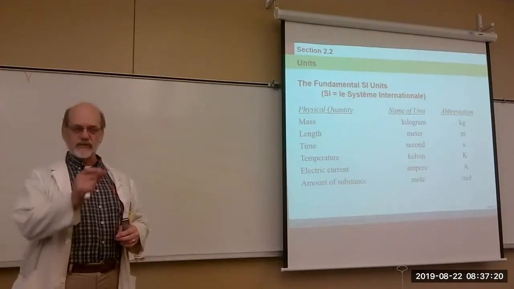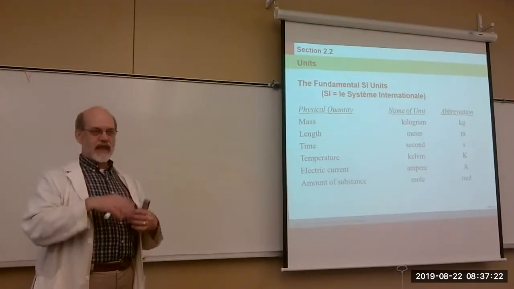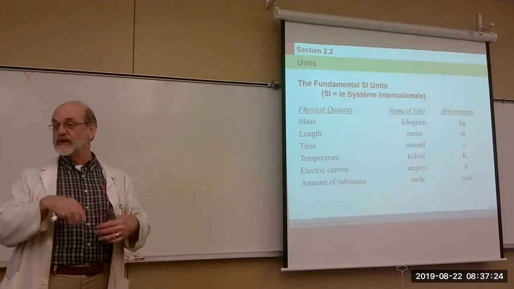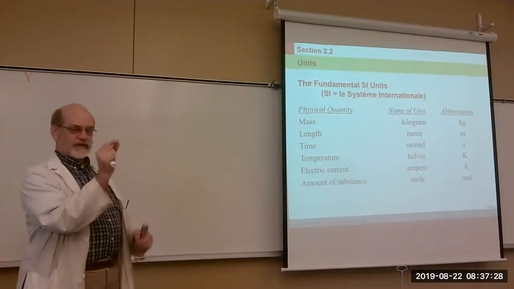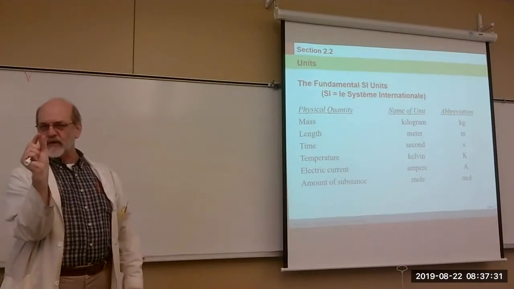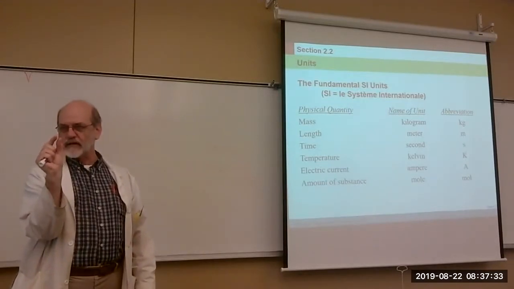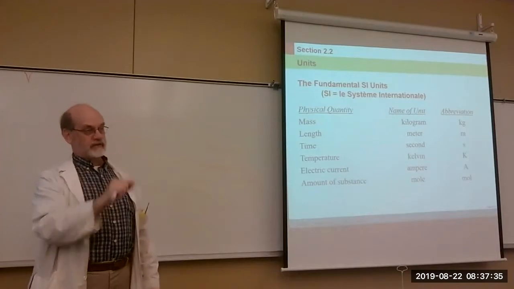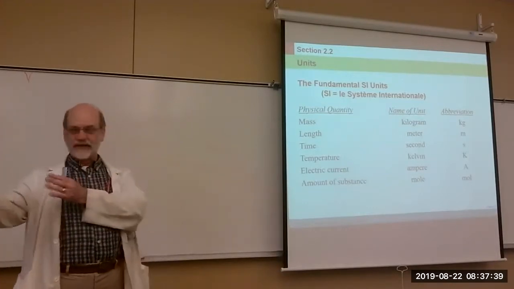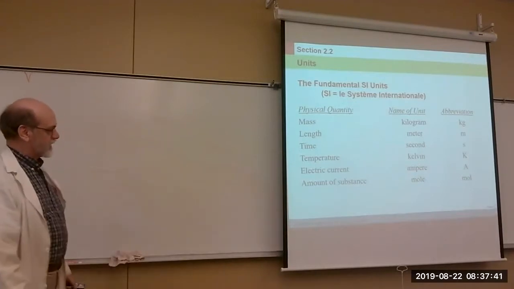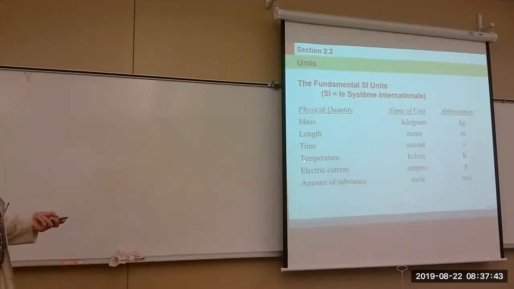It's just an adjustment of the zero point. So you just have to add 273 to your centigrade value and you get Kelvin. That's because the size of the degree in centigrade is the same as it is in Kelvin. Right? So all you have to do is just move the zero point. Right? That's the fundamental unit of temperature.